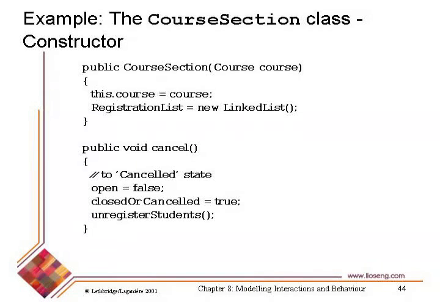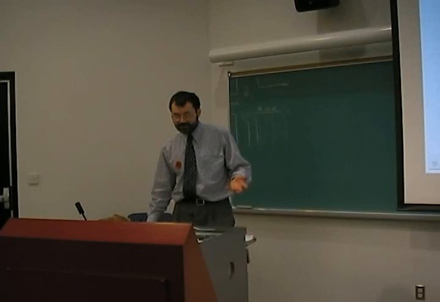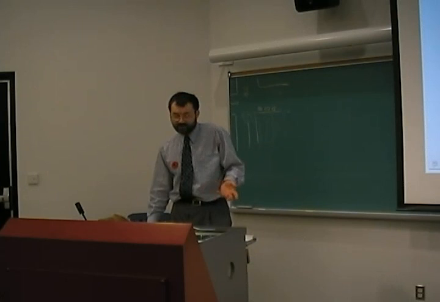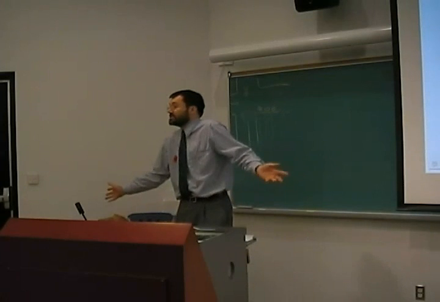You'll notice the difference between planned state and cancel state is that closed or canceled is true. Planned state, closed or canceled is false. But here I'm going to be in closed or canceled true. And I can go to cancel state from pretty well anywhere, even from planned. Okay? The only difference is that I'm setting this closed or canceled to true. Unregistered students would do nothing because there's no students.